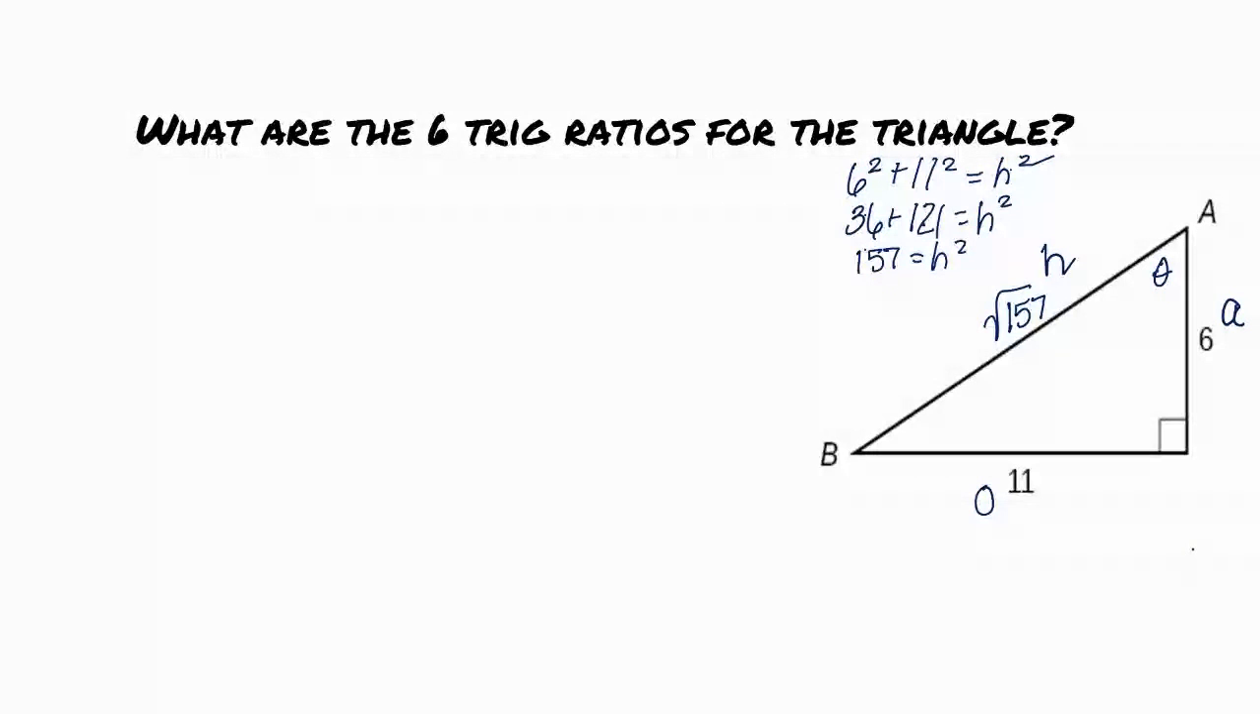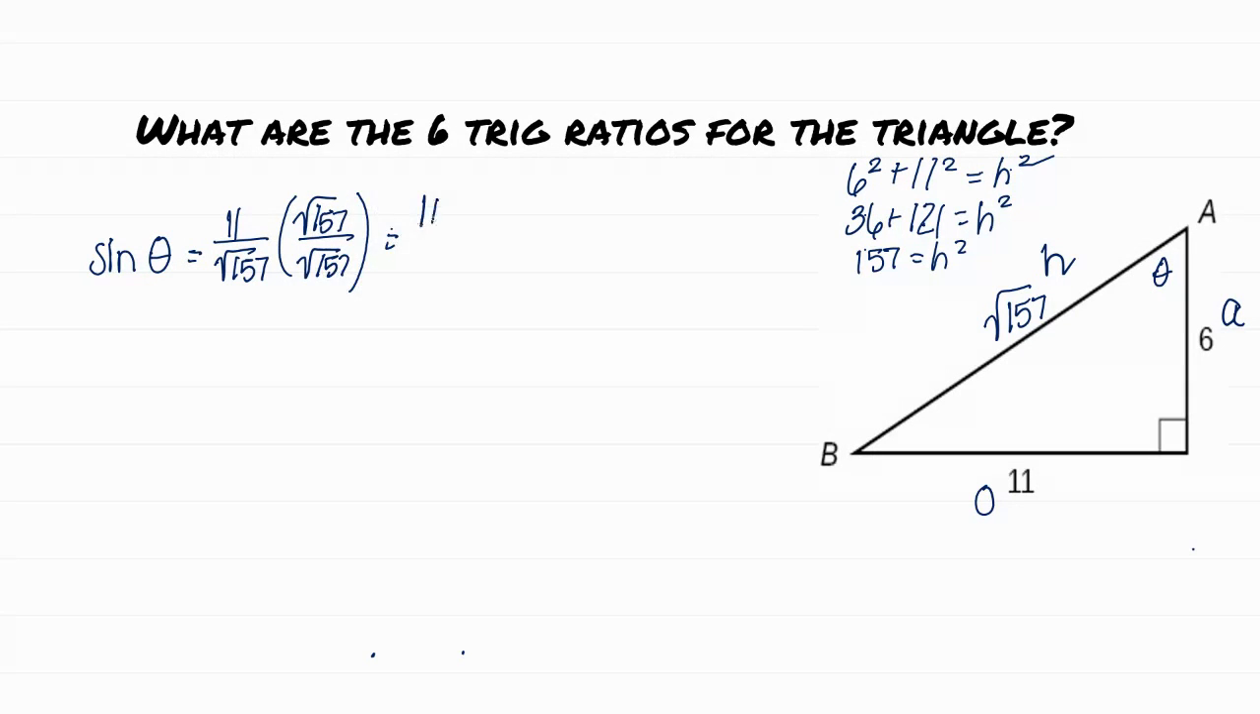Now I'm going to go through and I'm going to do my 6 trig ratios. I'm going to start with sine, which is opposite over hypotenuse. So 11 over the square root of 157. I need to rationalize that. So I'm going to multiply by the square root of 157 on both top and bottom, which gives me 11 square root of 157 all over 157. Now, sometimes it's nice to go through and do cosecant right away because it's just the inverse. It's the square root of 157 over 11.